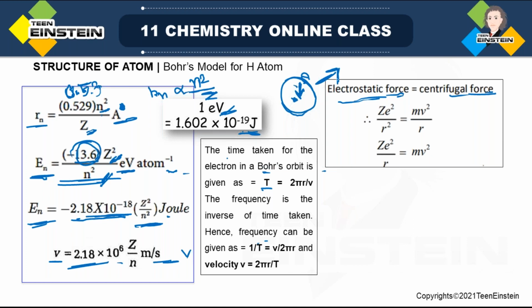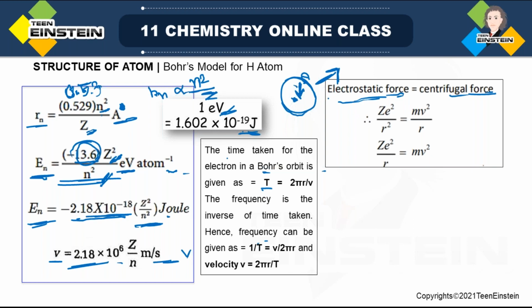So electrostatic force is towards the electron, that is an inward pull, and centrifugal force is an outward pull. When these two are balanced, that is why it is written with an equal sign: electrostatic force is equal to centrifugal force. Only when these two are balanced can the electron remain stable.